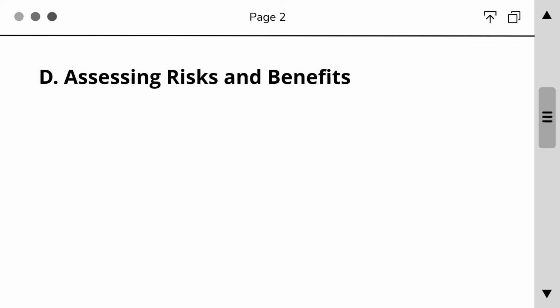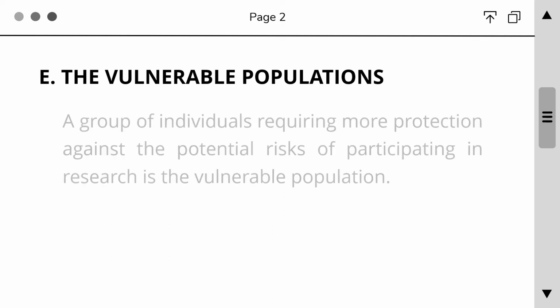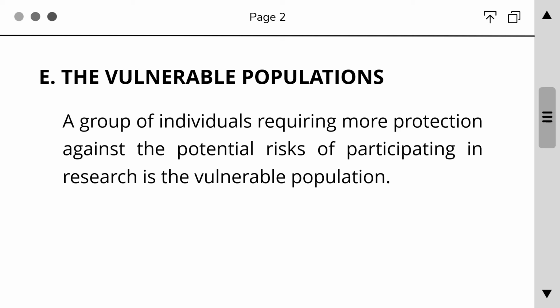As a researcher, we also need to assess the risks and benefits for our study. Now, according to Fisher and Freiberg, researchers must consider the potential scientific and social value of their research and the magnitude of the benefits to participants. Let's go now to the vulnerable populations. A group of individuals requiring more protection against the potential risk of participating in research is the vulnerable population.